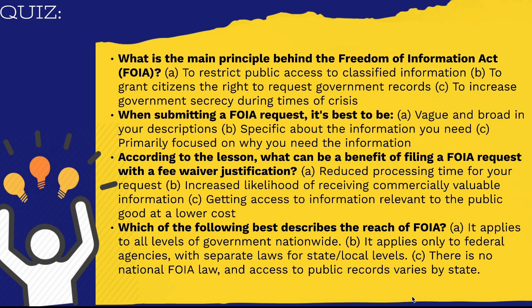Number 3, according to the lesson, what could be a benefit of filing a FOIA request with a fee waiver justification? A, reducing processing time for your request. B, increased likelihood of receiving commercially valuable information. C, getting access to information relevant to the public good at a lower cost. And number 4, which of the following best describes the reach of FOIA? A, it applies to all levels of government nationwide. B, it applies only to federal agencies with separate laws for state-local levels. Or C, there is no national FOIA law and access to public records varies by state.